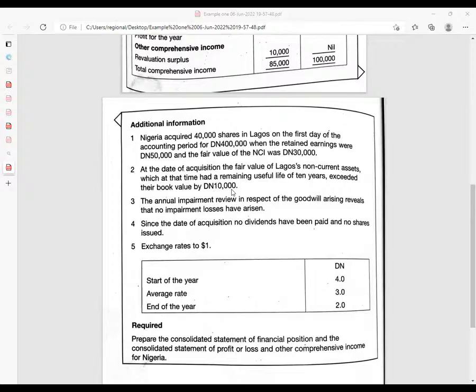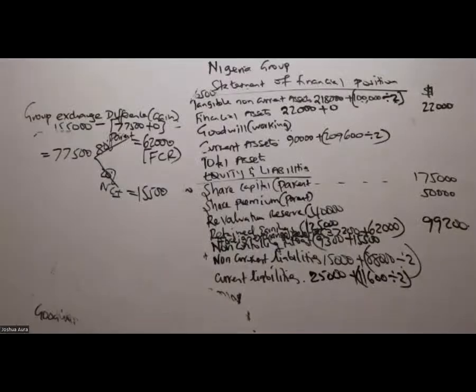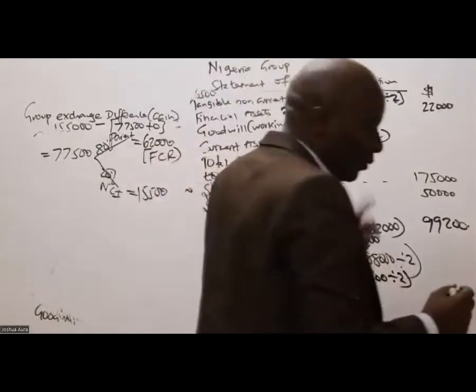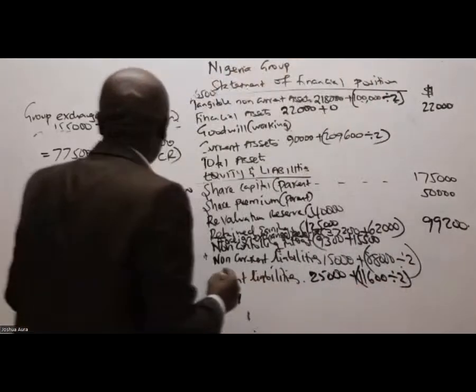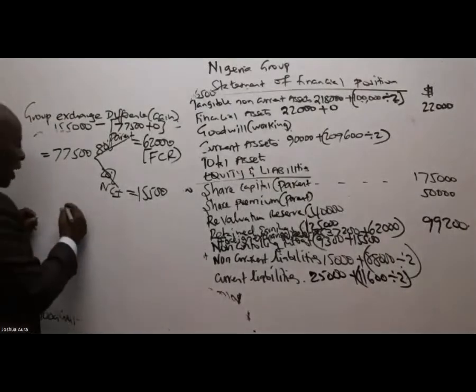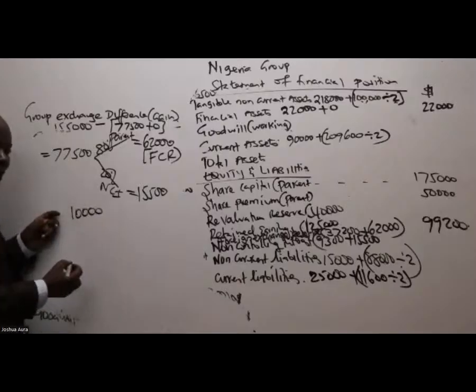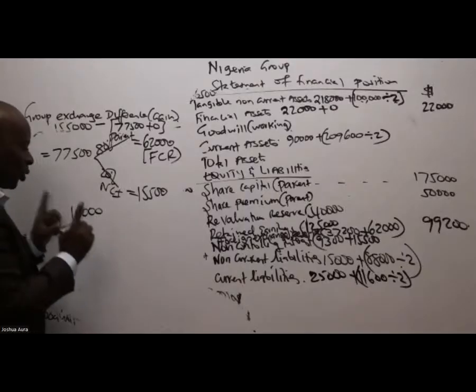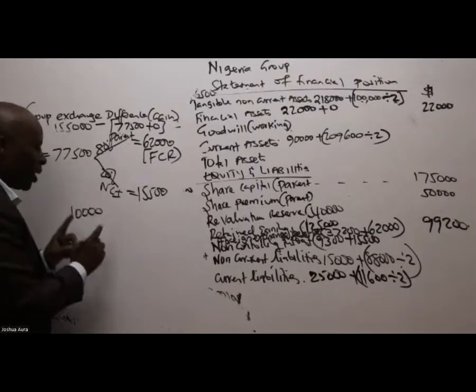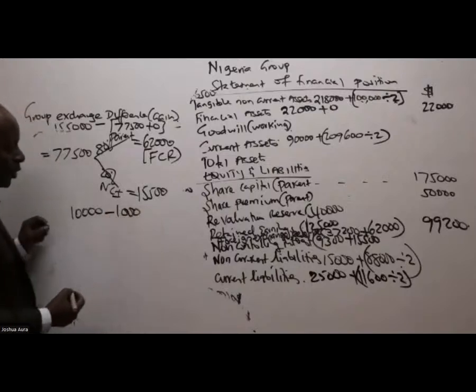When we revalue our assets upwards, what do you think of our property, plant, and equipment? So our property, plant, and equipment will increase. So we need to do an analysis of this fair value adjustment. Remember at acquisition, we did a revaluation upwards of 10,000, right? But remember that there was depreciation of 1,000.